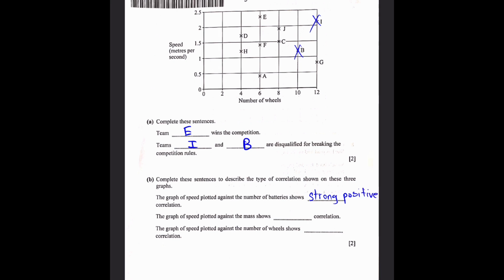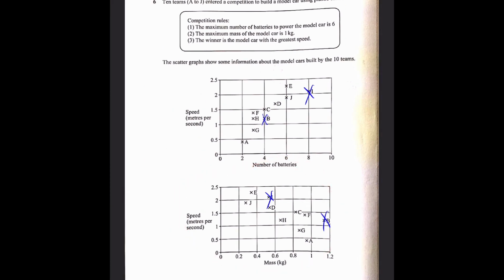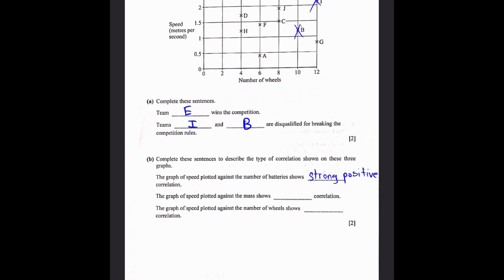Next, the graph of speed plotted against the mass shows dash correlation. Let's see graph 2. We can see that all the points are gathered around this line of best fit, which has a negative slope, negative gradient, and it is not so strong because they're not so tightly gathered. They're just around the line. All these are around this line. So we can say weak negative correlation.